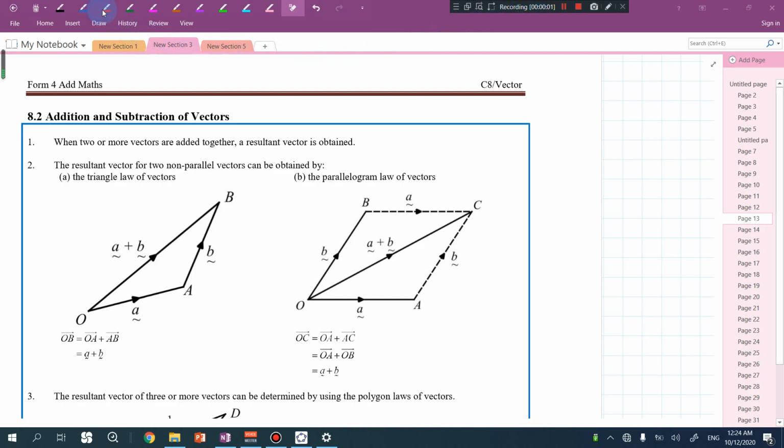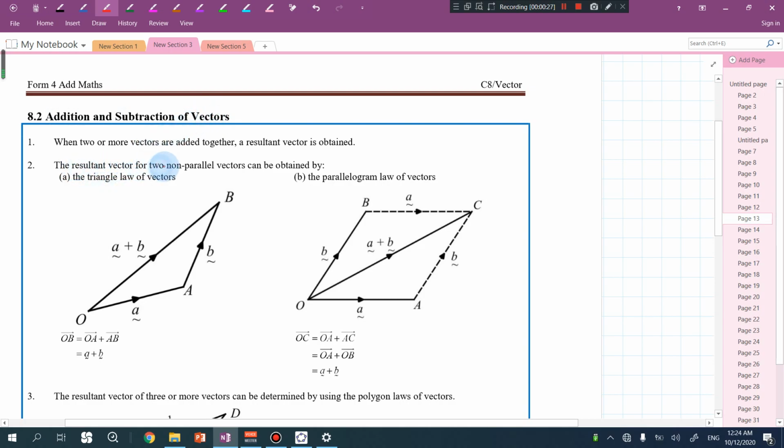Hi everybody, in this video let's look at 8.2 additions and subtractions of vectors. In the previous video I told you that a vector consists of two things, magnitudes and directions. The length of the line tells you the magnitude of the vector and the arrow tells you the direction of the vector.